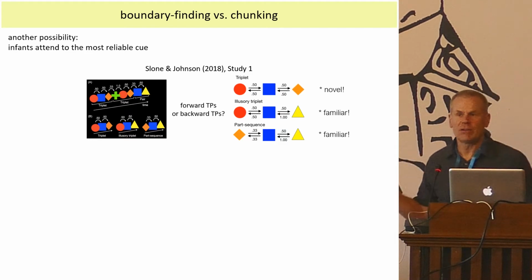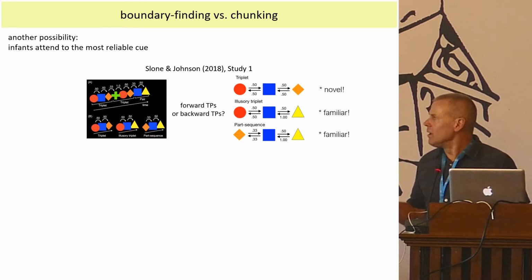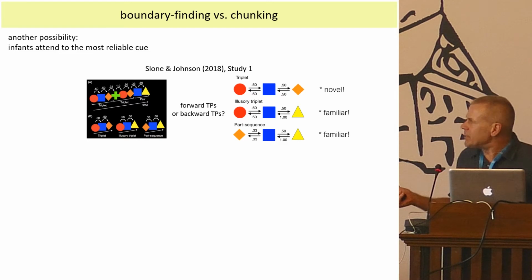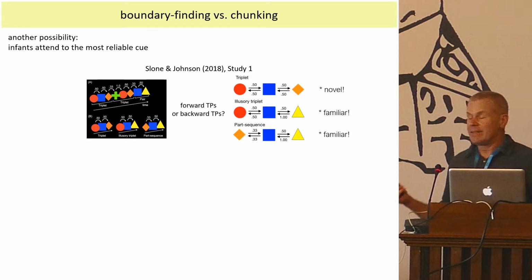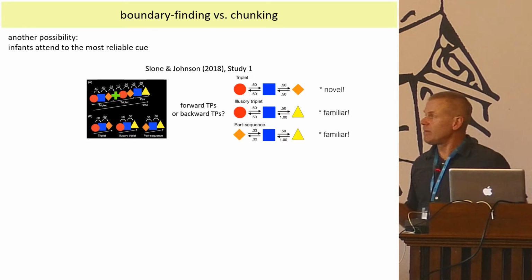And in fact, that's exactly what we found in study 1, if you remember. The babies seemed to show what we call the familiarity preference for the triplet, but if the babies were actually relying on backward TPs, it's actually the most novel test sequence.